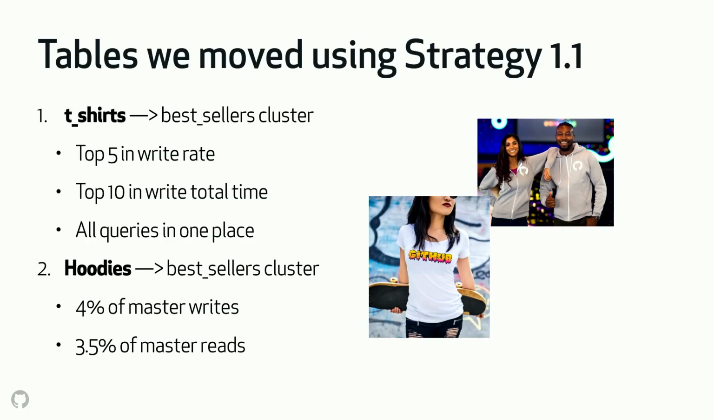So the next tables that we decided to move were the t-shirts table and the hoodies table. So we were going to move these into the bestsellers cluster, which was a new cluster. So t-shirts was top 5 in write rate, top 10 in write total time, and then all of the queries were in one place. So this was a big thing for us because we didn't have to take the time to track down all the queries in our huge monorail. Hoodies was a bit bigger. It accounted for 4% of master writes and 3.5% of master reads.